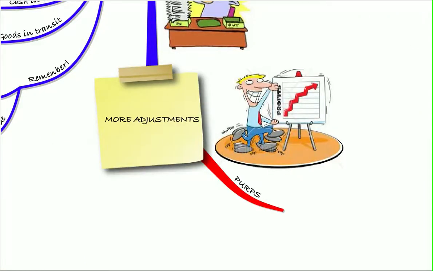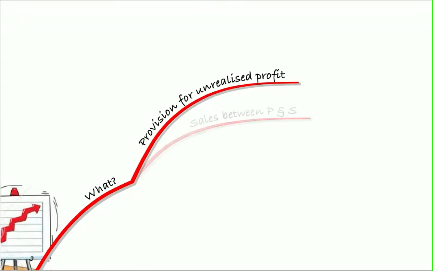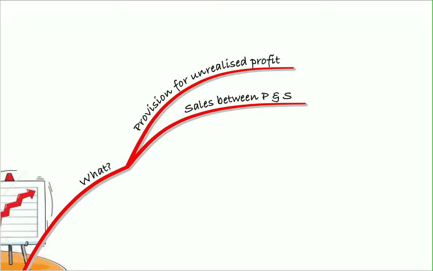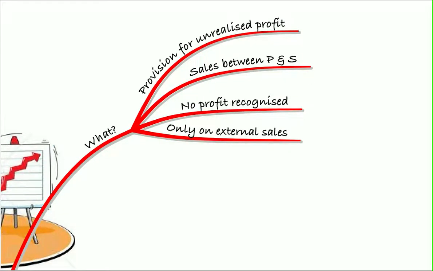We also then went on to look for PURPs. What am I talking about here? Provisions for unrealized profits. So provisions for unrealized profits comes whenever we have sales between the parent and the subsidiary. Remember, we shouldn't recognize any profit on these. Group accounts are only interested in profit that's been made with external entities. Profit that's been made by trading with external entities. So we only look at external sales.